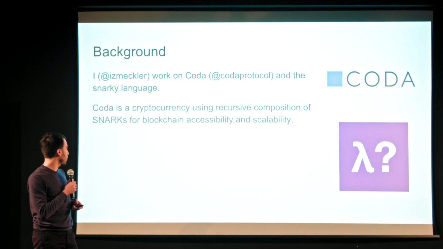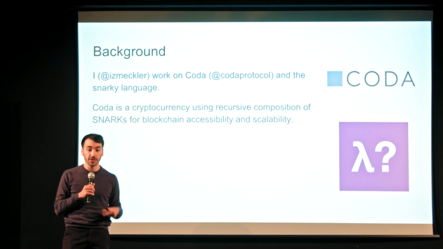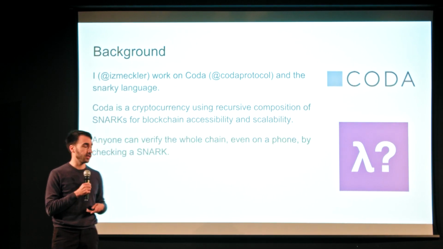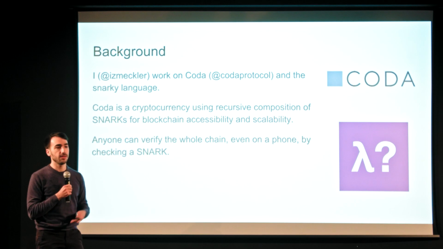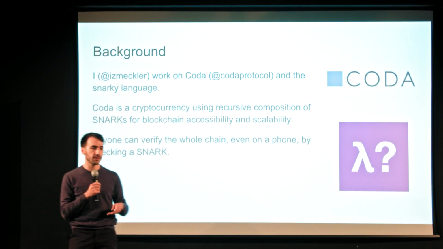So Coda is a cryptocurrency that uses recursive composition of SNARKs for blockchain accessibility and scalability. Accessibility meaning basically anyone can verify the entire state of the chain, even on a phone, by checking a SNARK. If you saw the first talk, it's a similar concept. You can compress down the entire blockchain by using SNARKs.